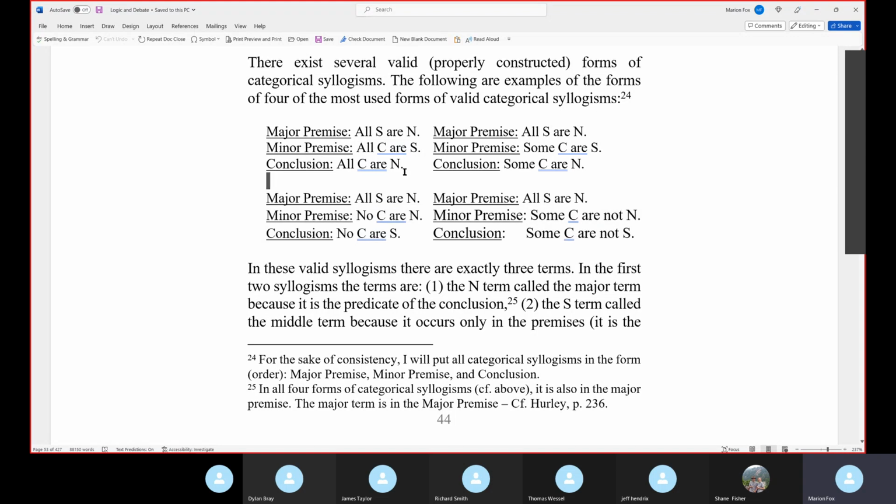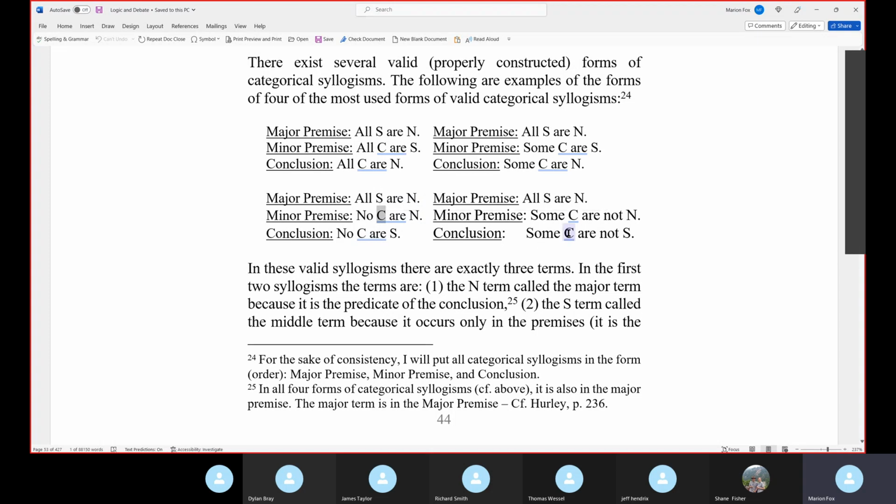Now let's go back up here to the top one. The term that is in the subject of the conclusion, all right, that's your minor term. It's also in the minor premise. That's the letter C. And that's the same thing over here. It's the subject of the conclusion. It's in the minor premise. So that's what we have here. That's your minor term. All right, come down here to this one. The minor term is the subject of the conclusion. It's also in the minor premise right there. All right.